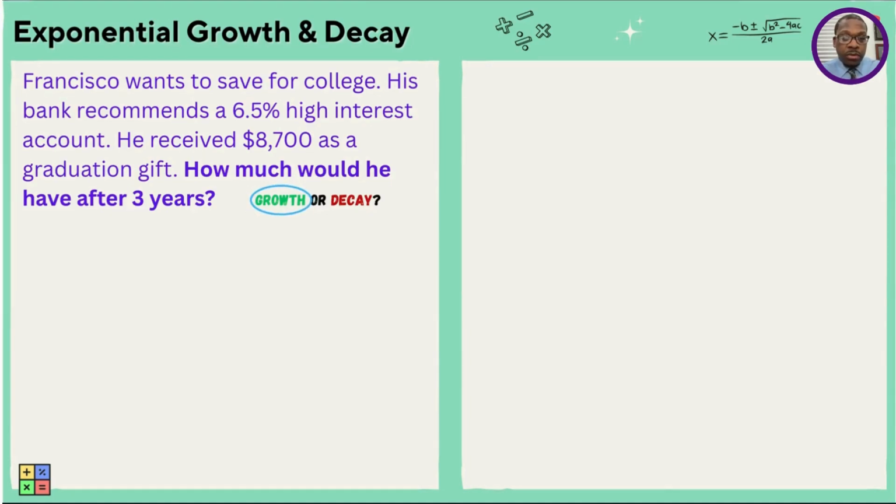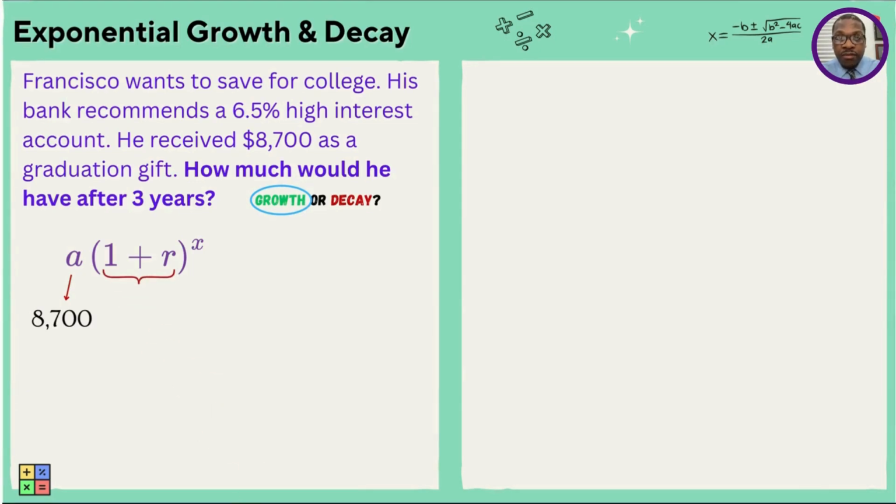So we need to use the growth formula. We just need to put the right numbers in the right places. Okay, first off, how much did you start with? You started with 8,700. Okay, now the next thing is, what is the growth rate?